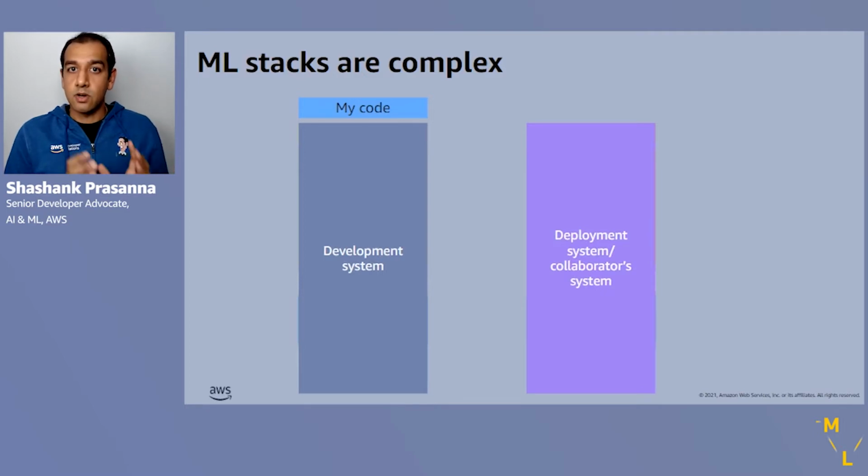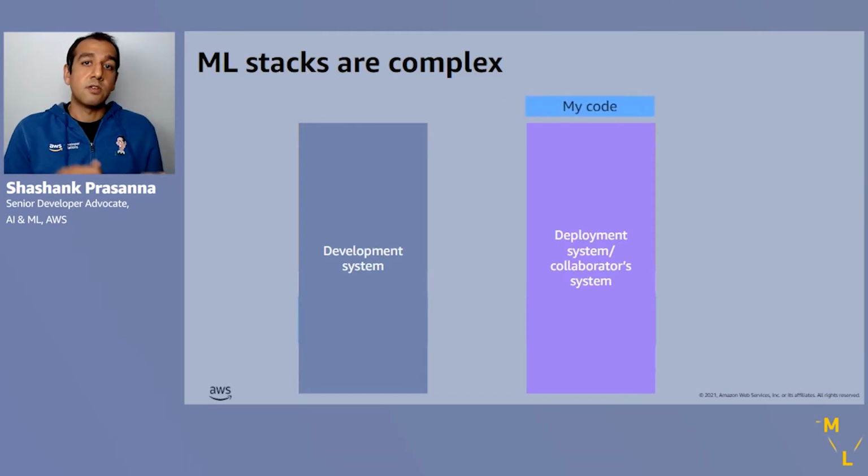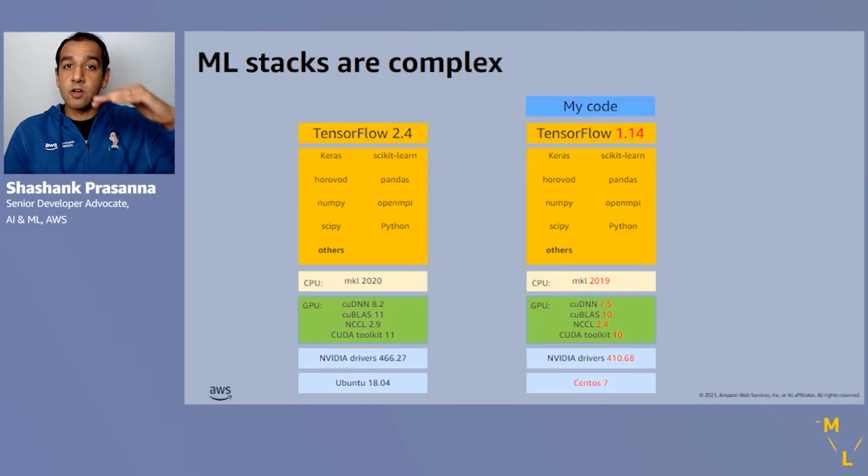share your environment is that a machine learning stack, unlike many other applications, is very, very complex. Let's say you're a developer, you've written your code, and this is your development system on the left, and you want to share this piece of code with a colleague or a deployment team in order to be able to reproduce this code. So the expectation is that you give this code and they run it and everything works well. But the reality is that the stack is very, very complex.